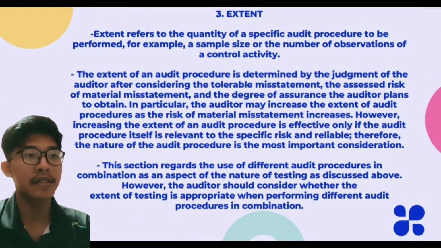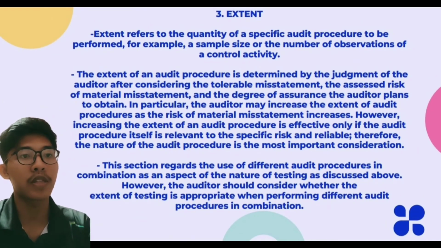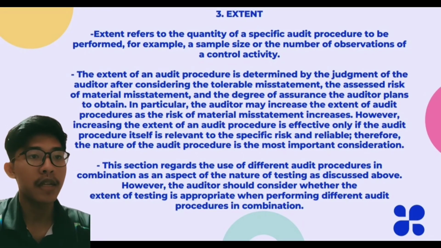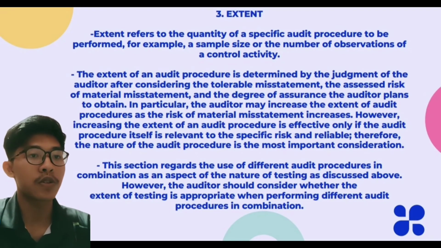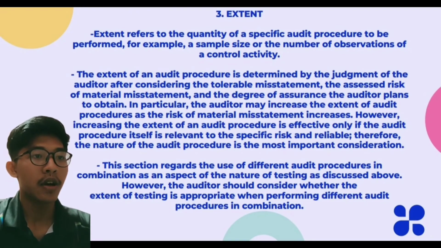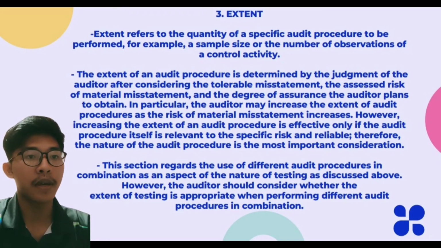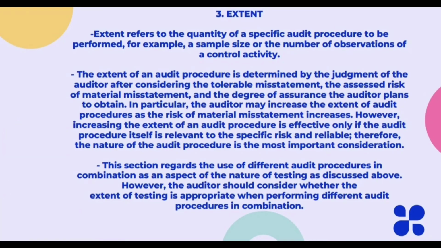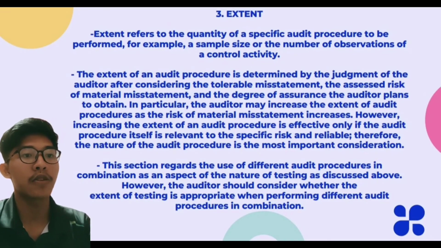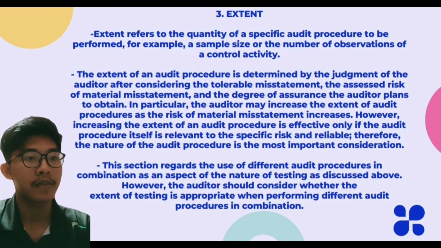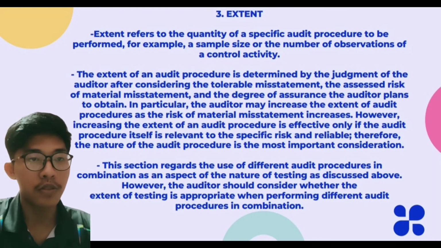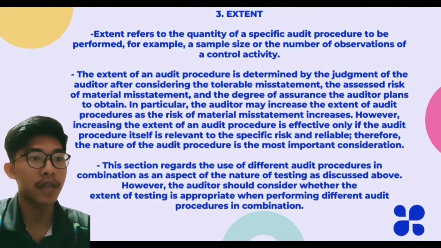The last is extent. Extent refers to the quantity of a specific audit procedure to be performed. For example, a sample size or the number of observations of a control activity. The extent of an audit procedure is determined by the judgment of the auditor after considering the tolerable misstatement, the assessed risk of material misstatement, and the degree of assurance the auditor plans to obtain.